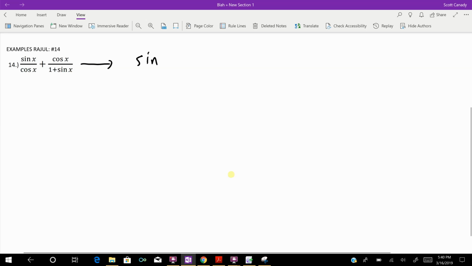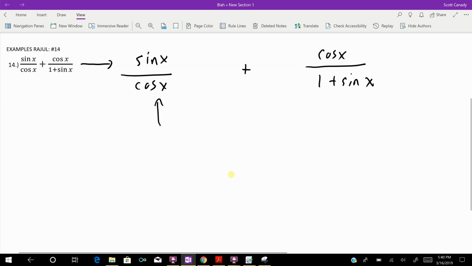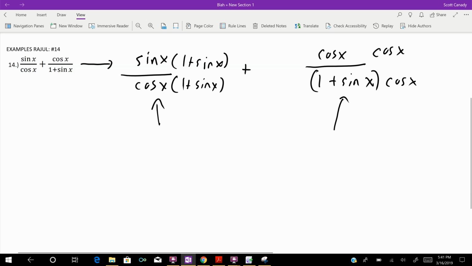So I've got sine of x over cosine of x, plus cosine of x over 1 plus sine of x. And we're going to multiply this by this denominator. So we've got 1 plus sine x, and then 1 plus sine x on the bottom, on the top as well. And then we're going to multiply this guy by this piece right here. So this is going to be cosine of x, and then cosine of x on the top.